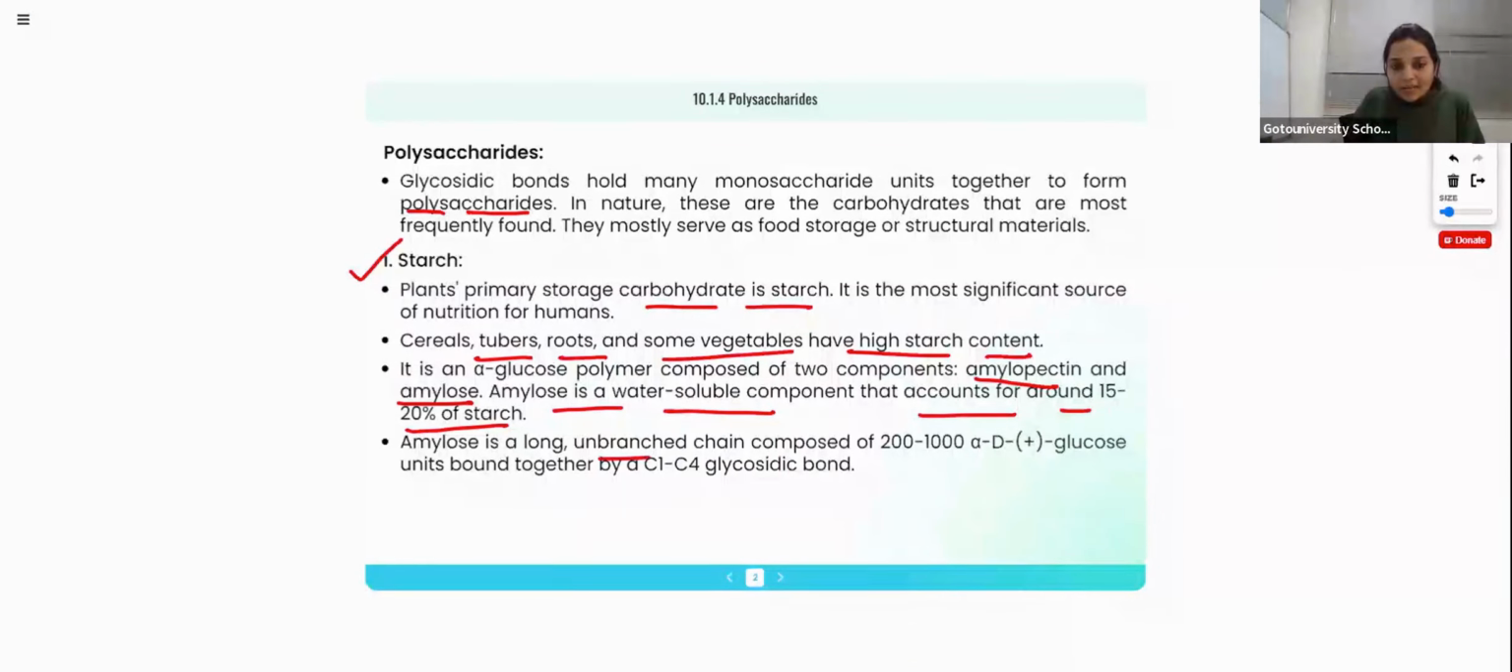Amylose is a long unbranched chain composed of 200 to 1000 glucose units. See, oligosaccharides means it is between 1 to 10 only. Poly means many monomers are there. See, 200 to 1000 monomers are there. But the linkage is C1, C4 glycosidic linkage. The linkage is the same in every carbohydrate between the monomers. It is glycosidic linkage. Got it?